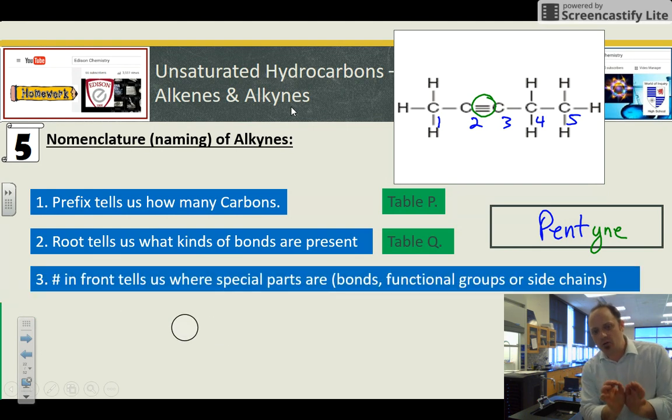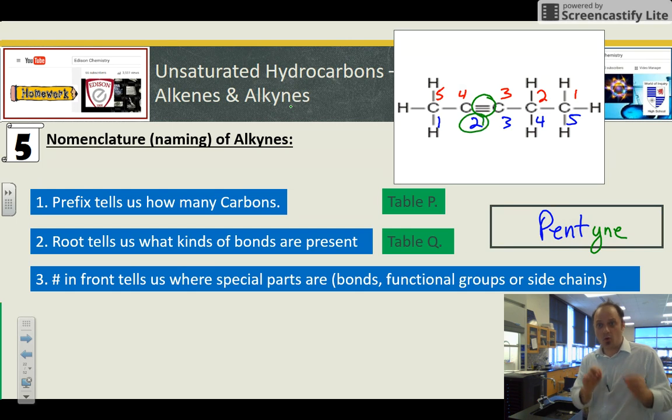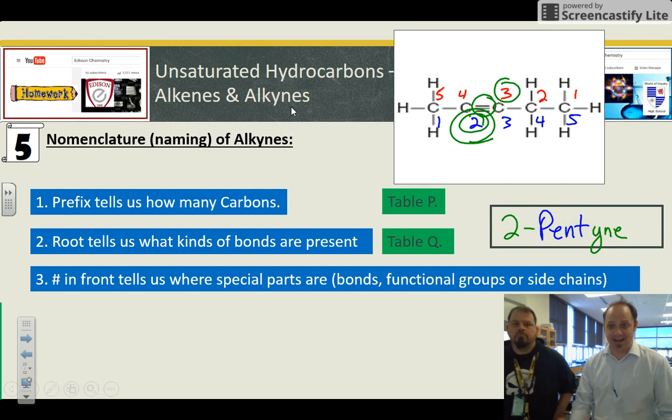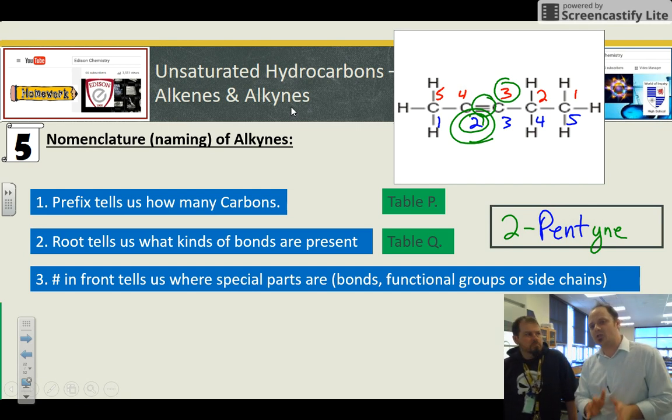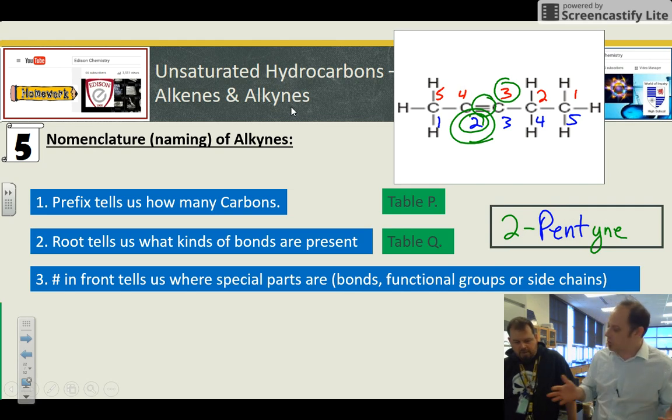Now we have to figure out where to put the address for that triple bond. Do we put it on 1, 2, or do we put it on 1, 2, 3? Which one is it, Mr. Milks? Should we go with the bigger number or the smaller number? The smaller number is convention. Right. While 3-pentyne is technically identical to 2-pentyne, 2-pentyne is the proper way to name it using the rules.